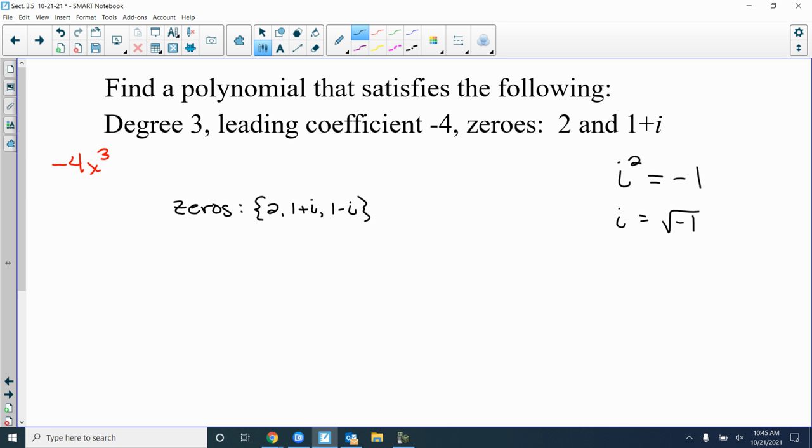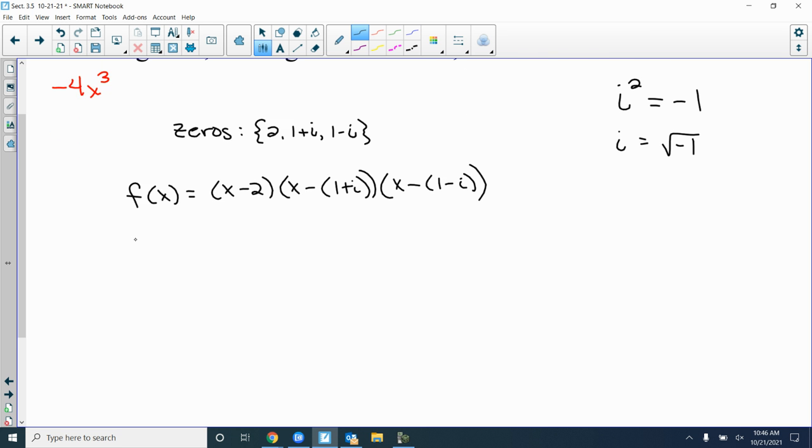All right, so we want to do the same thing. We'll talk about the -4 in a second, but let's start here with our zeros. So f of x equals x minus 2, this will be x minus 1 plus i, this will be x minus 1 minus i. All right, where are we going to put the -4? In front. One thing I don't want you to do, I see sometimes, is just throw it in with this x minus 2 and make it -4x minus 2. That changes the zero. So we're just going to put it all the way in front of the whole thing.